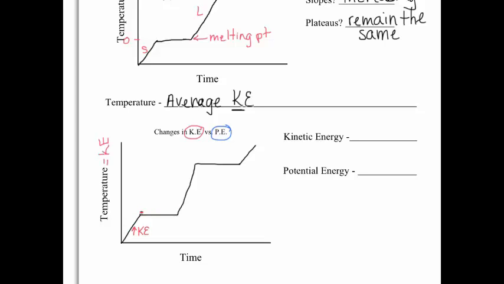The next line segment, this plateau where we were melting, we were still adding heat, but the temperature wasn't changing. What was changing was actually the position of those particles. They were moving from being packed tightly in a crystalline structure as a solid to moving apart from each other as a liquid. I like to think of potential energy as the energy of position and not so much stored energy.